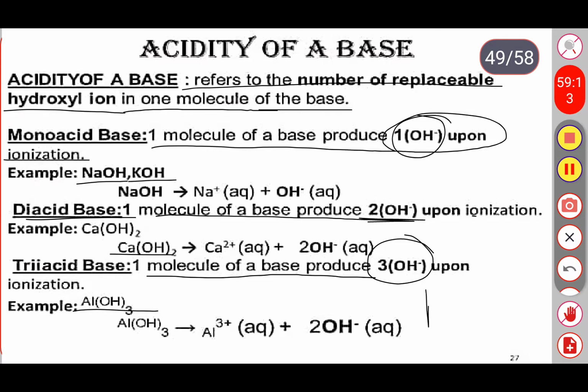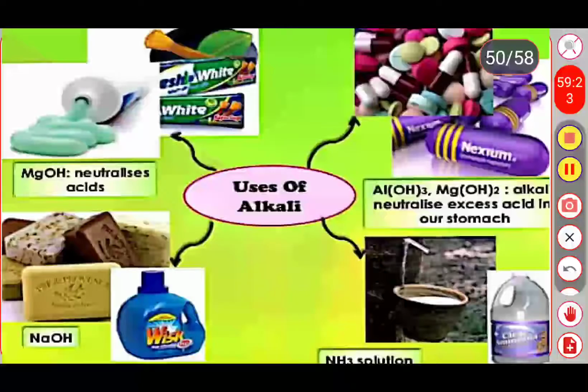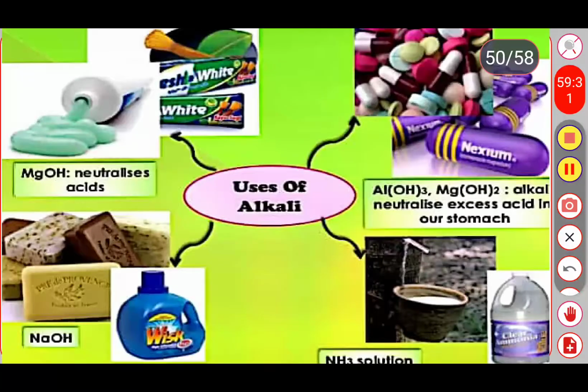Okay, now let's see the last concept of bases, that is the uses of alkalis or uses of bases. So what are the uses of bases? See here, magnesium hydroxide neutralizes acids. Most of the soaps and detergents are formed by sodium hydroxide, right? And next, aluminium hydroxide or magnesium hydroxide are alkalis that neutralize excess acid in our stomach.